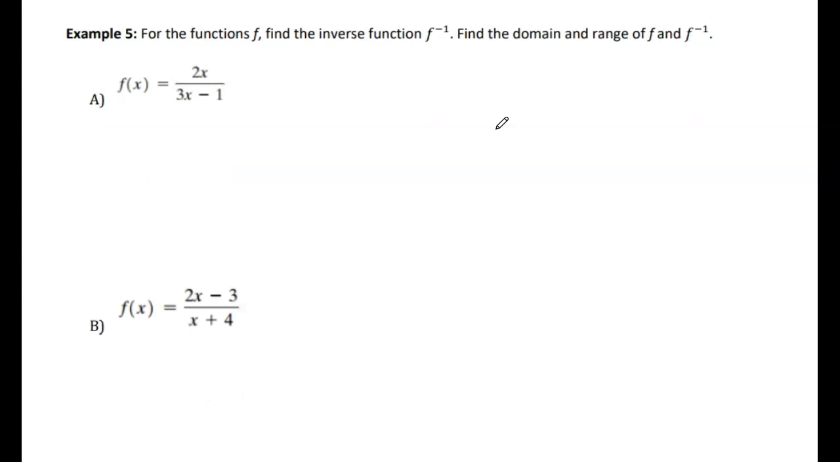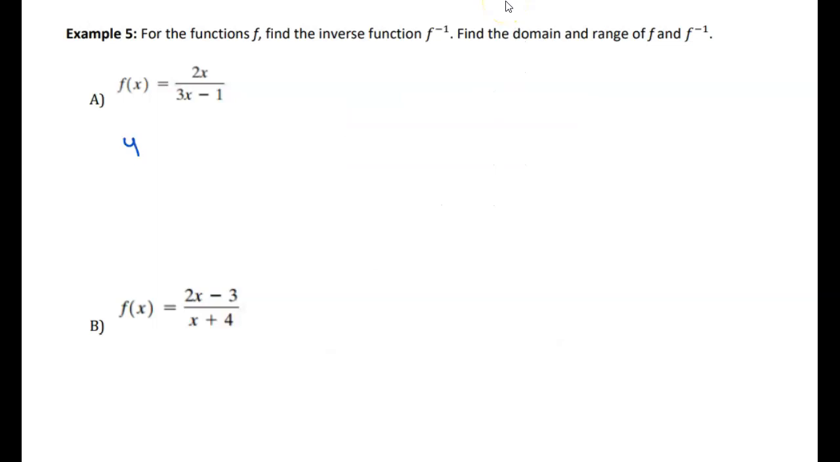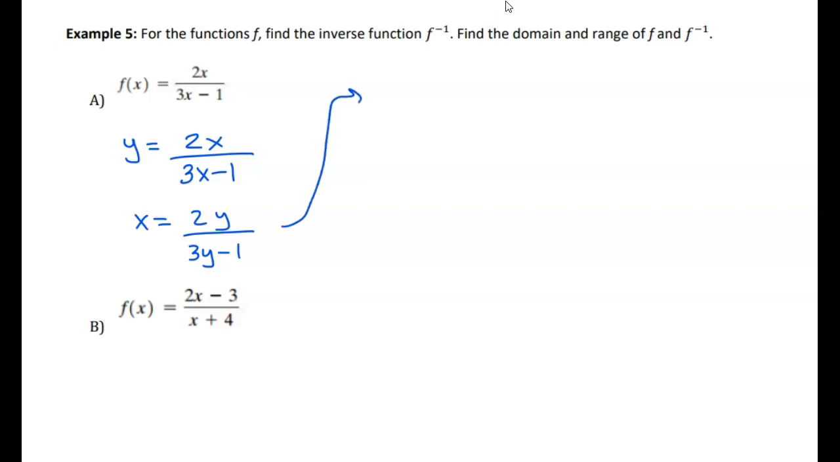Okay, so here we're going to find the domain and the inverse function, but we're not going to graph it because these become more complicated. So we're just going to write the function in terms of y, 2x over 3x minus 1. Switch the x and y. So x equals 2y over 3y minus 1. Notice that everywhere you see x's, they get replaced by y's. Right? So we're going to cross multiply. x times 3y minus 1 equals 2y.